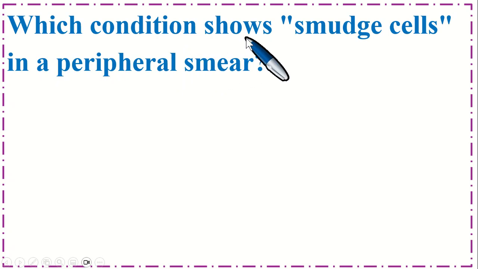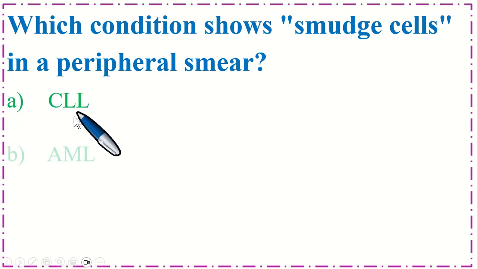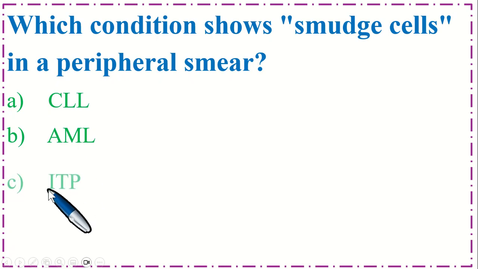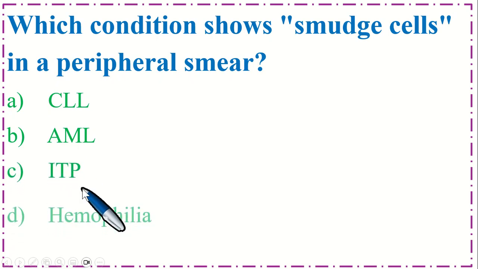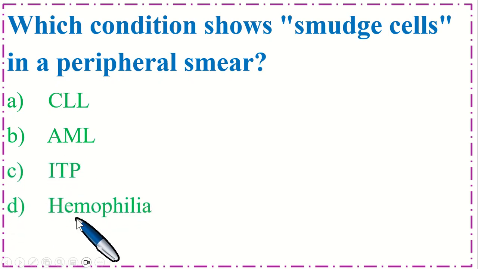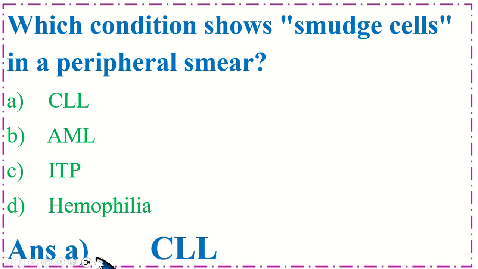Which condition shows smudge cells in peripheral smear? Option A, CLL. B, AML. C, ITP. And option D, hemophilia. So the correct option is A, CLL.